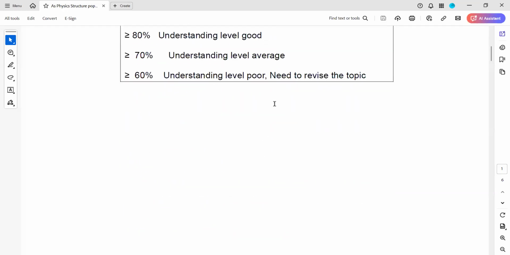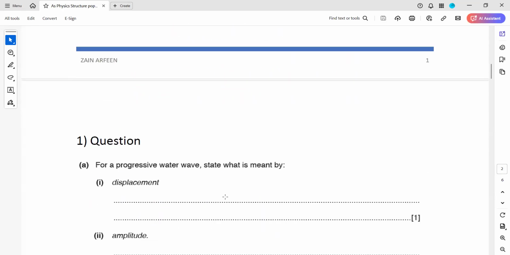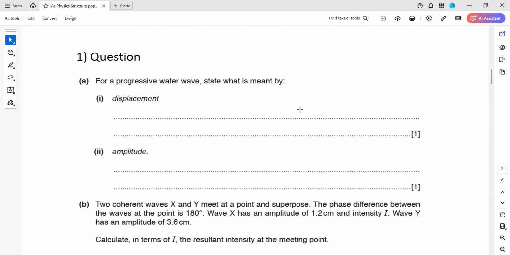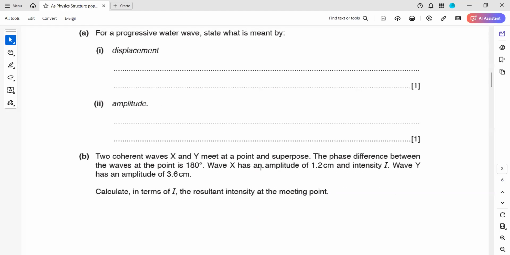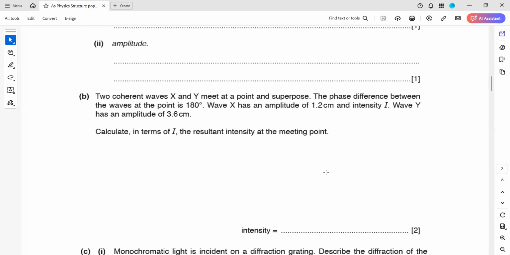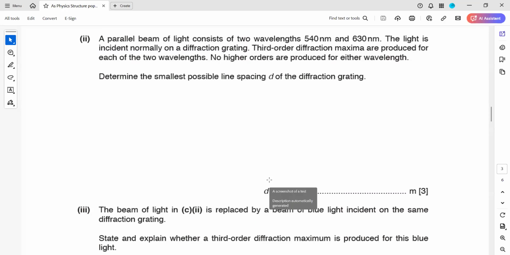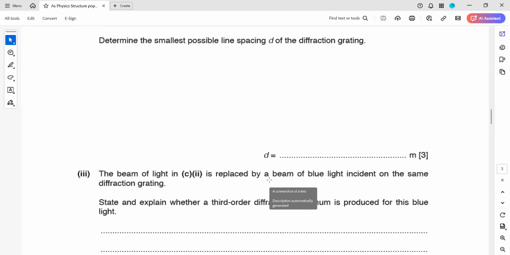You can mention the doubt if you have in any of the question. Question one, any doubt? Question one, part B. Okay.